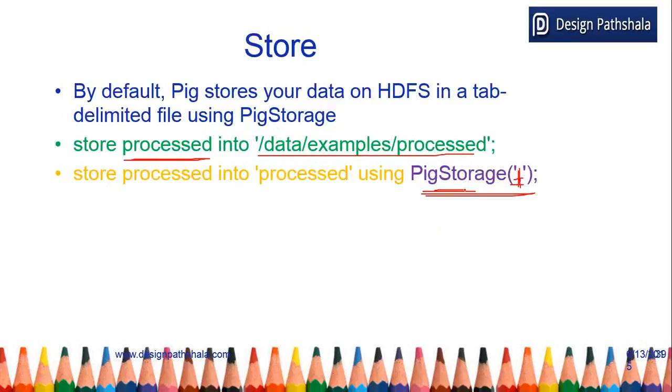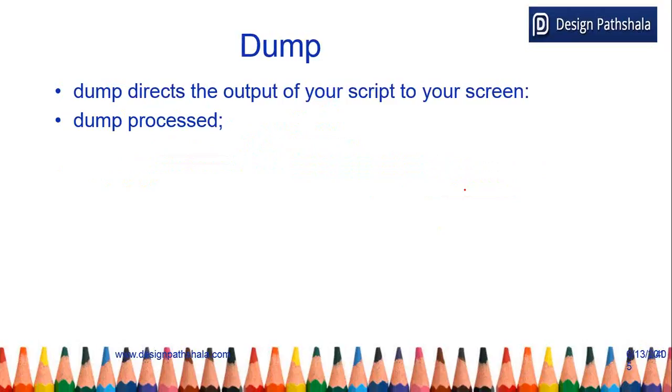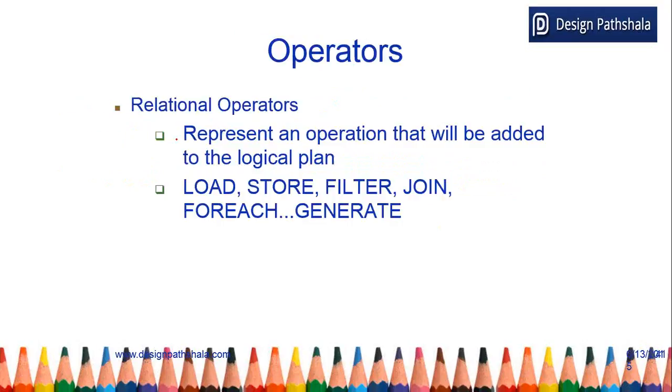Store puts your data into some file. Dump just dumps your data onto the console, like we did in the previous example. We just say dump and your variable name, and that will dump onto your screen. Operations: load, store, filter, join, generate. Let's look at some of those examples.